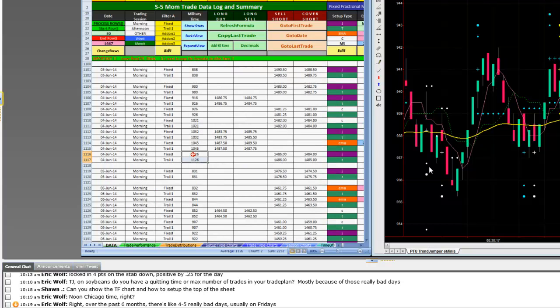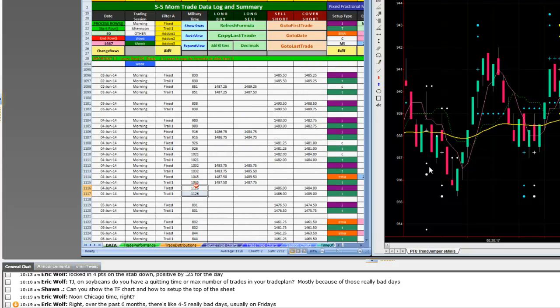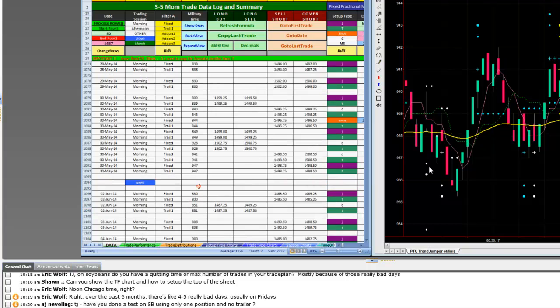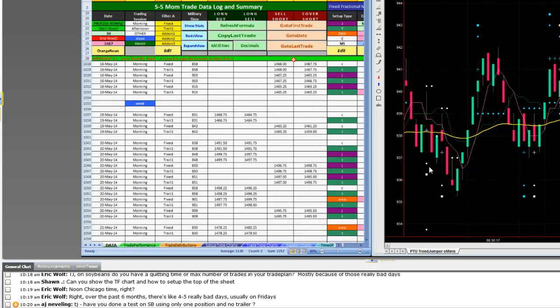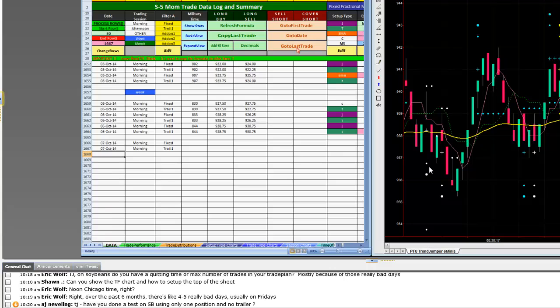There's one at 11:26. So I'm going 7 trades. I won't go past noon. You don't see very many at that late time. So you see how that information is pretty valuable to help you formulate a plan? And are they usually on Fridays? That's a good thing to look for.